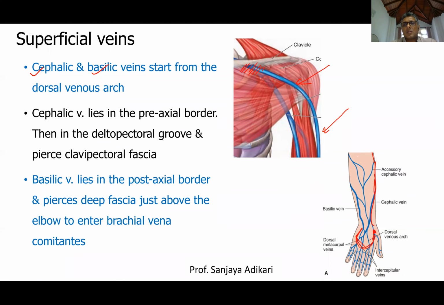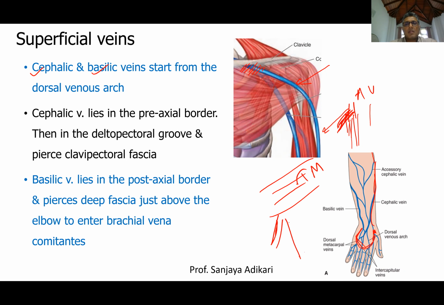The basilic vein runs on the medial border of the forearm, enters the arm here and pierces the deep fascia of the arm above the elbow joint, and it joins the brachial vena comitantes and forms the axillary vein at the lower border of the teres major muscle. So you get the basilic vein going in, brachial vena comitantes are coming, and you form the axillary vein at that point. Okay.